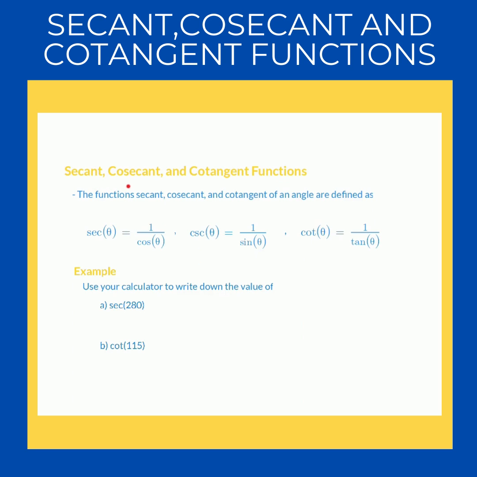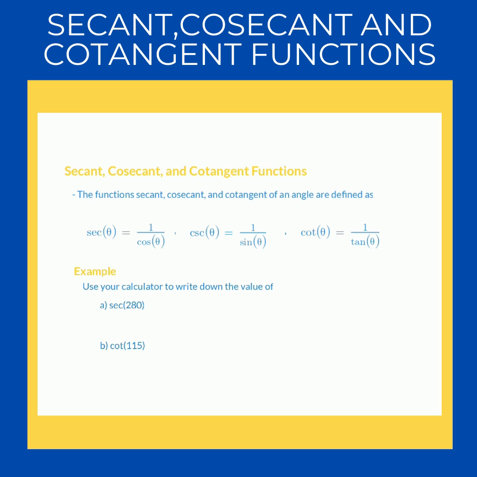Secant, cosecant, and cotangent functions. So the functions secant, cosecant, and cotangent of an angle are defined as follows. The secant of the angle theta is equal to 1 over cosine of theta. Cosecant of the angle theta is equal to 1 over sine theta, and cotangent of the angle theta is equal to 1 over the tangent theta, or tan theta.